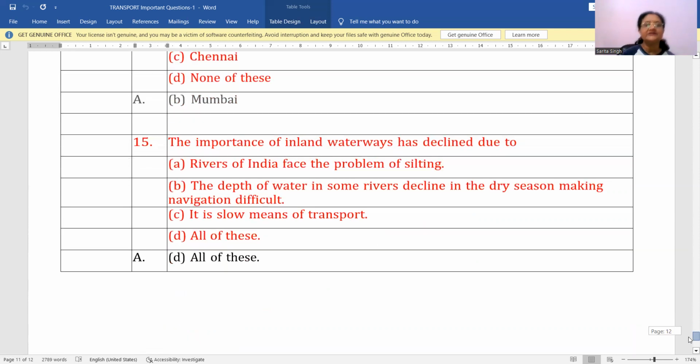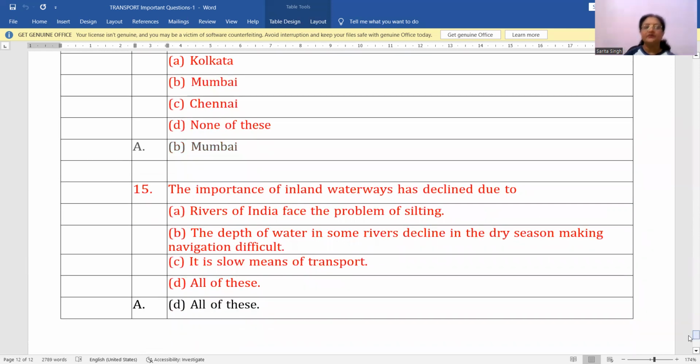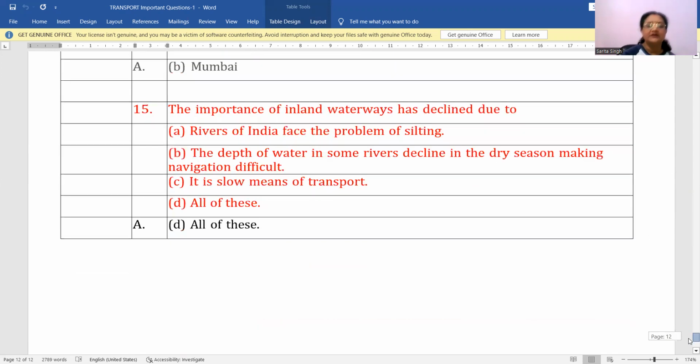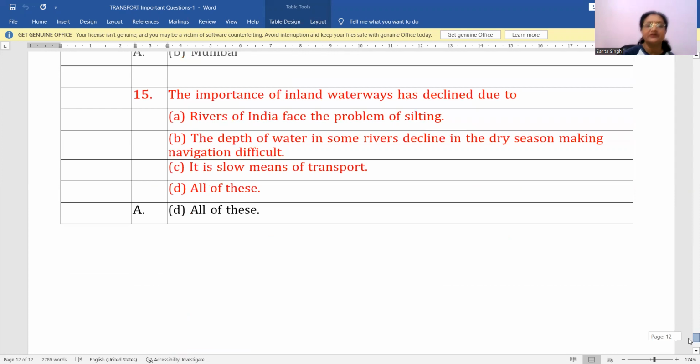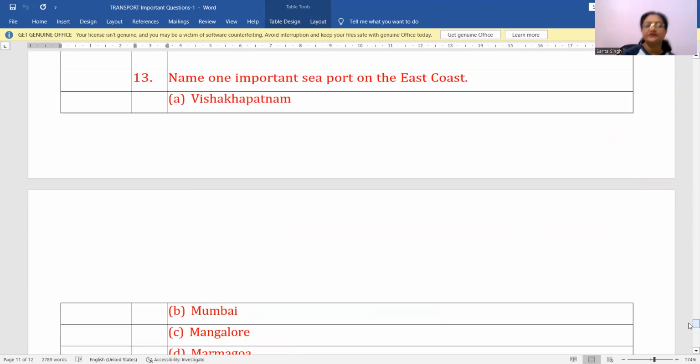Okay, then next, importance of inland waterways has declined due to all these points. The depth of water is not much, and the problem of silting of the rivers and all. It is a slow means of transport, right? So all these are the options. All of these, the option which is given, will be the most appropriate answer for this.